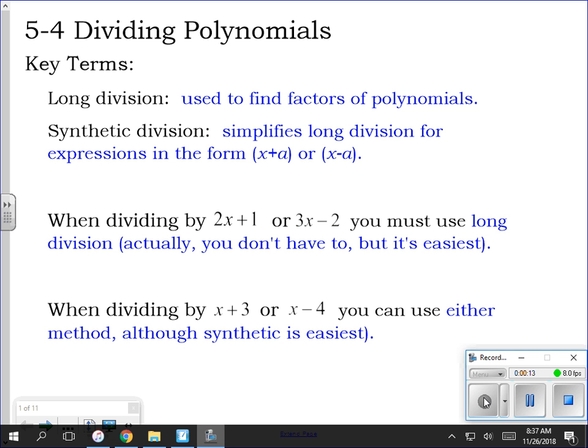So 5.4 is about dividing polynomials. Okay? Not difficult, but you have to follow the steps appropriately. If you don't follow the steps appropriately, you're never going to make it. There's a lot of work involved for every problem. We're going to start with long division.